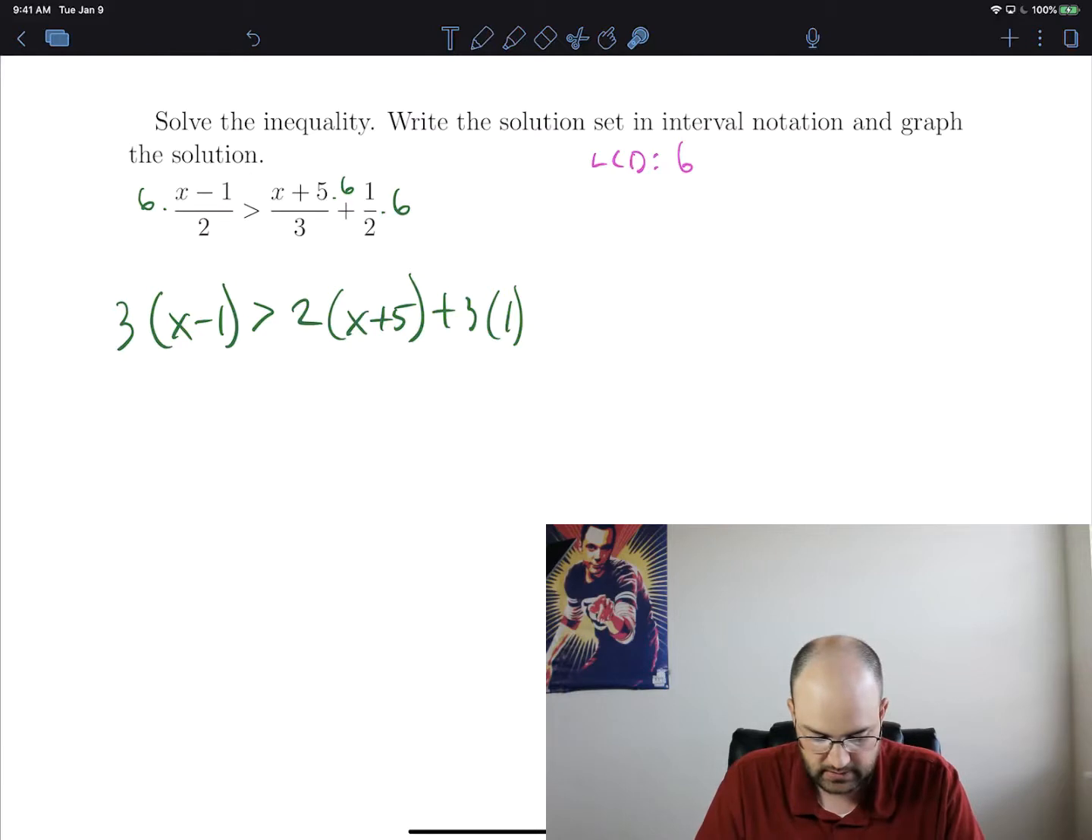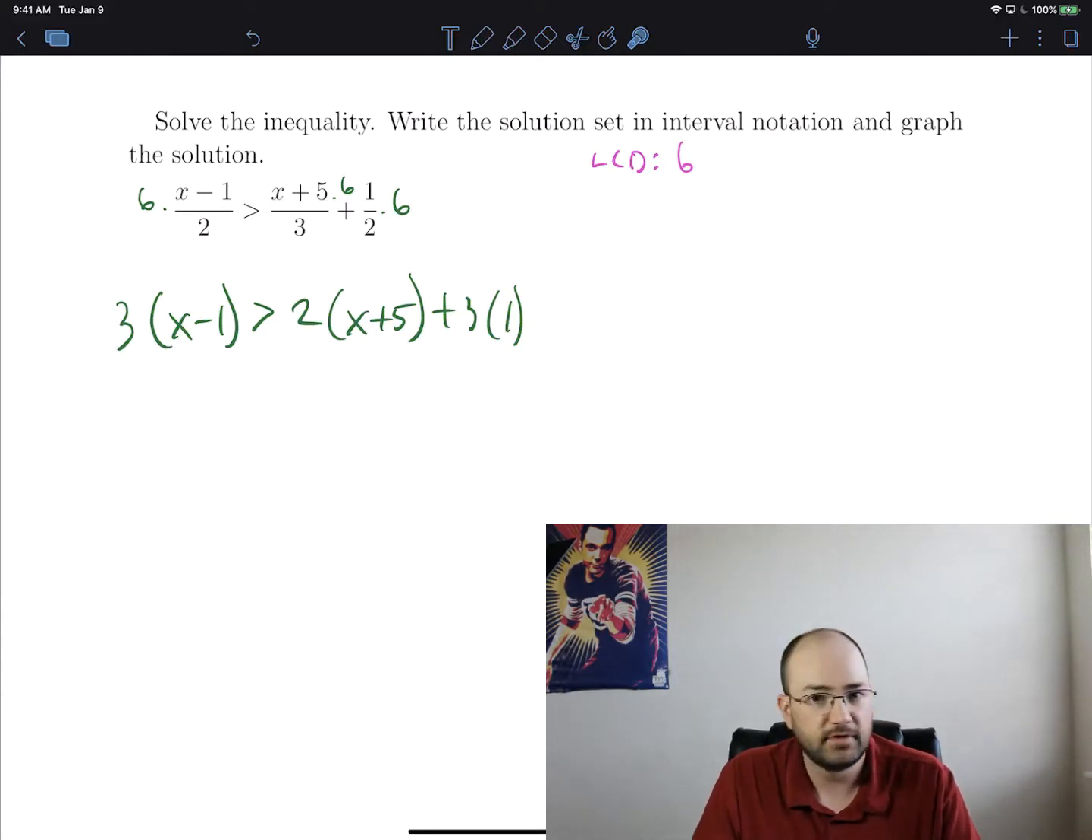Excellent. This is much easier. This is a much simpler way of solving this. I strongly suggest you do this. You can break this up into x over 2 minus 1/2 greater than x over 3 plus 5/3 plus 1/2, and then go from there. I don't recommend it. It's not a lot of fun.